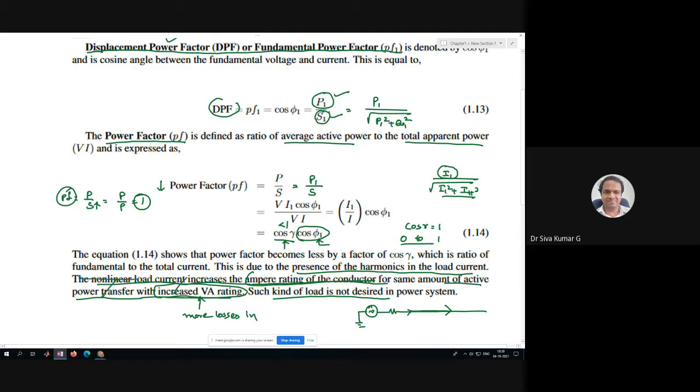Okay, don't worry about this equation. The only thing is that we are not utilizing the source effectively. The power factor is going to be low. When the power factor is low, then we can say that there is more reactive power and more losses in the system. We are underutilizing a source. Such kind of load is not desired in a power system.